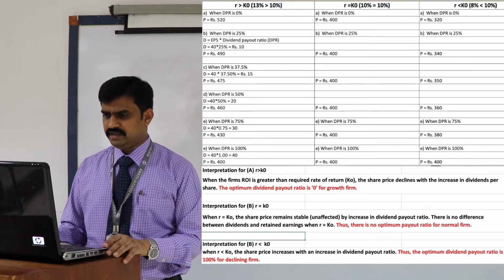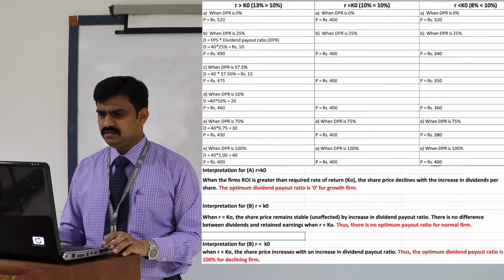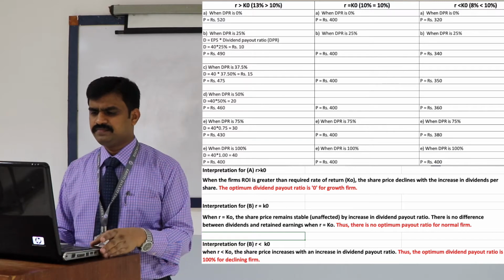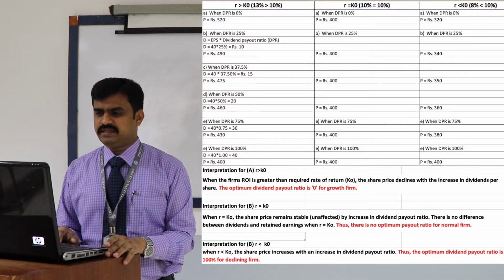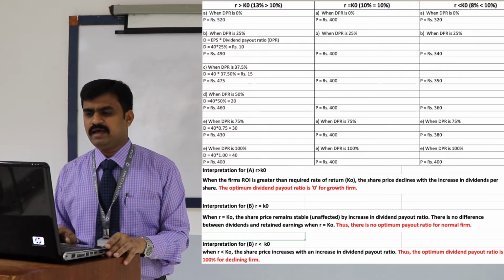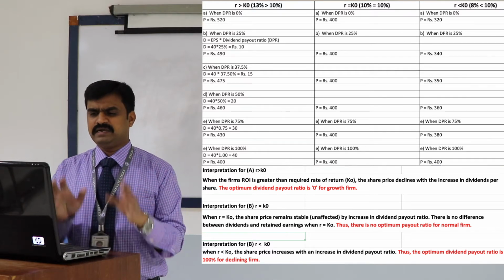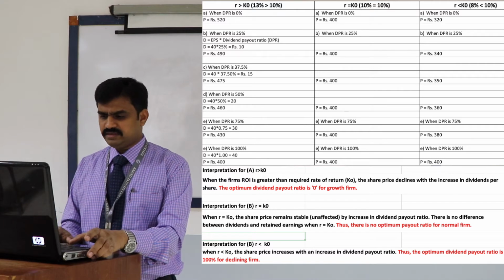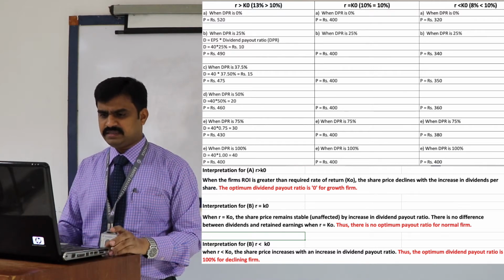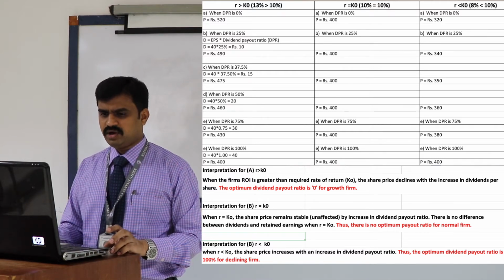Okay, so Walter model, I think we discussed last class. So what does the Walter model say? For a growth firm, if R is greater than K naught, what will happen? What is the optimum policy for them? What will be the optimum dividend policy? Can you just see here, when is the stock price highest? When it is 0 or when it is 100?